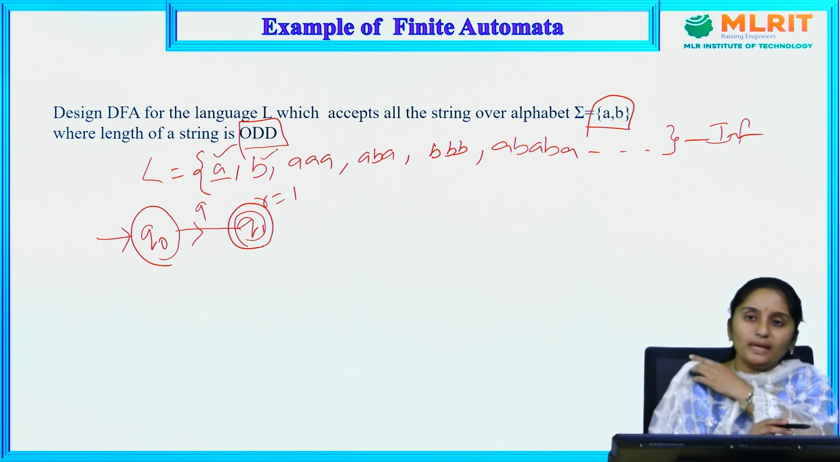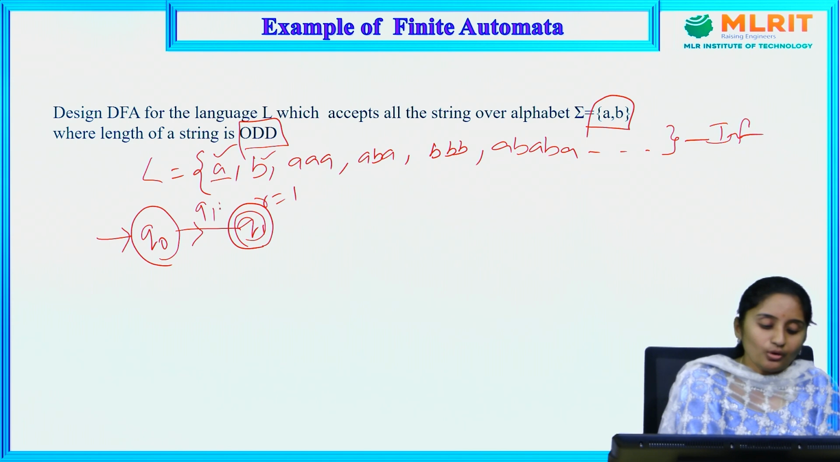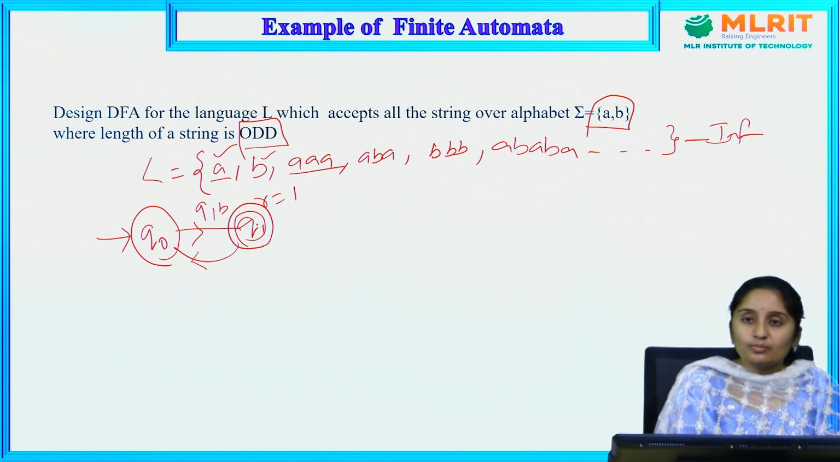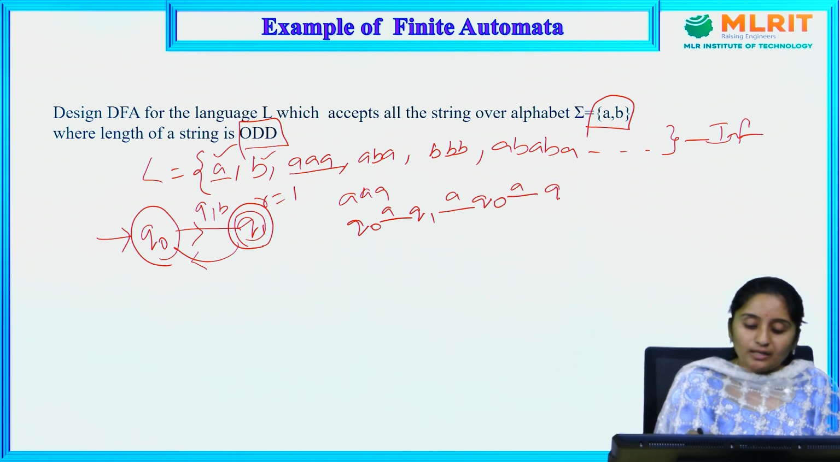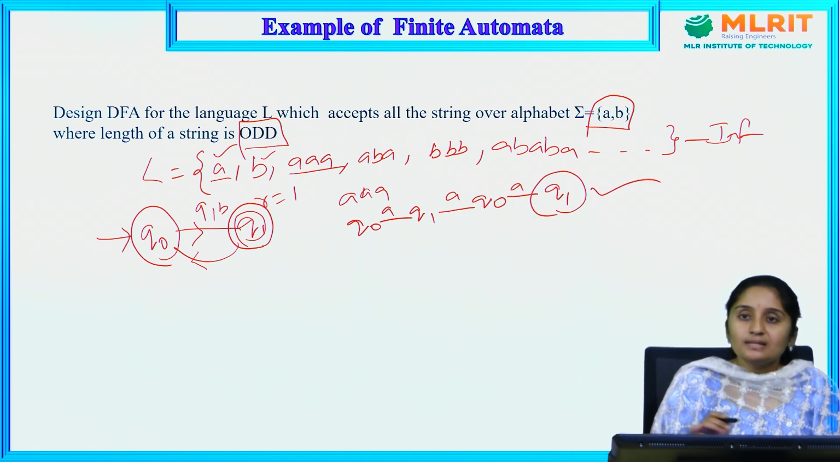Now the next, B. Q0 on B, it is moving to Q1. Next, A. Q0 on A, it is moving to Q1. Q1 on A, it is moving to Q0. Q0 on A, it is moving to Q1. Check it here. Q0 on A, it is moving to Q1. Q1 on A, it is moving to Q0. Q0 on A, it is moving to Q1. So the string is accepted.